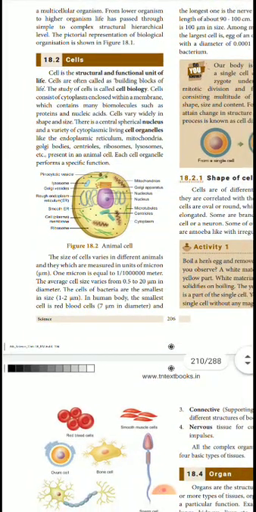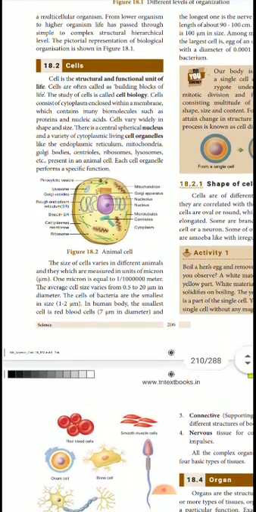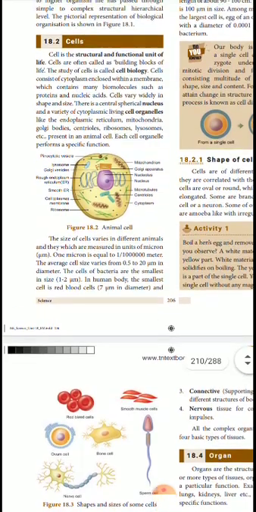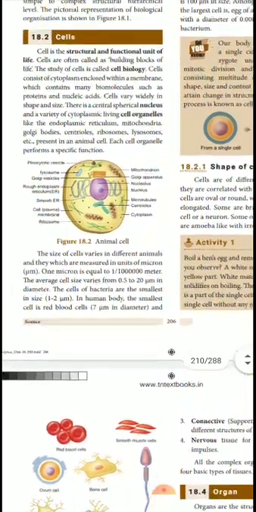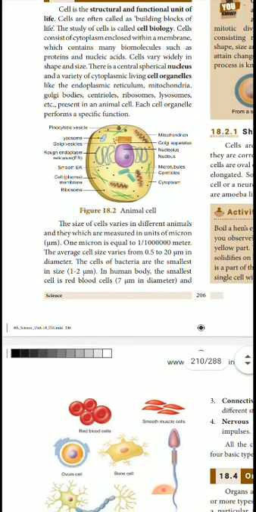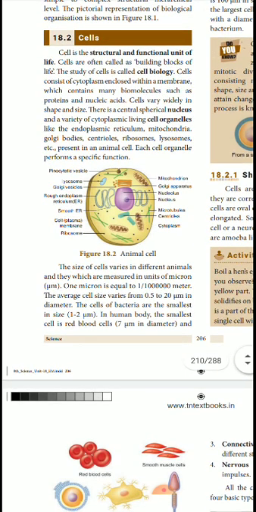Cells are called the building blocks of life. It is very important. The study of the cell is called cell biology. What does a cell consist of? Cytoplasm enclosed by a membrane; that is what we call a cell. It contains many biomolecules, such as proteins and nucleic acids, a spherical nucleus, and a variety of cytoplasmic components in the living cell.